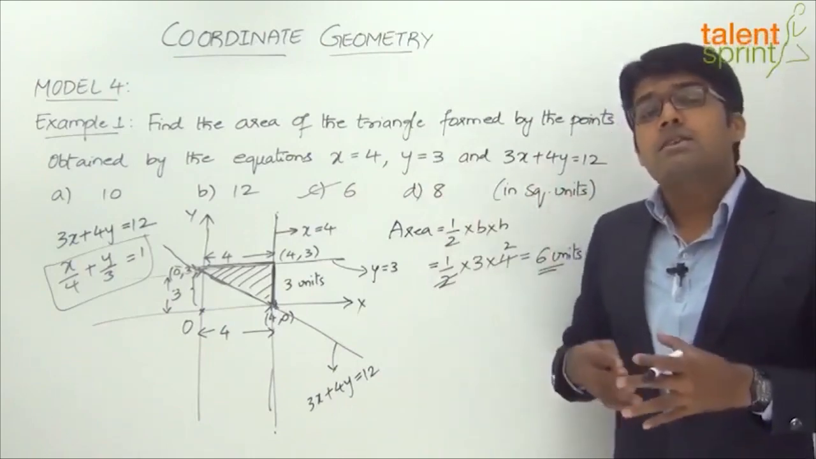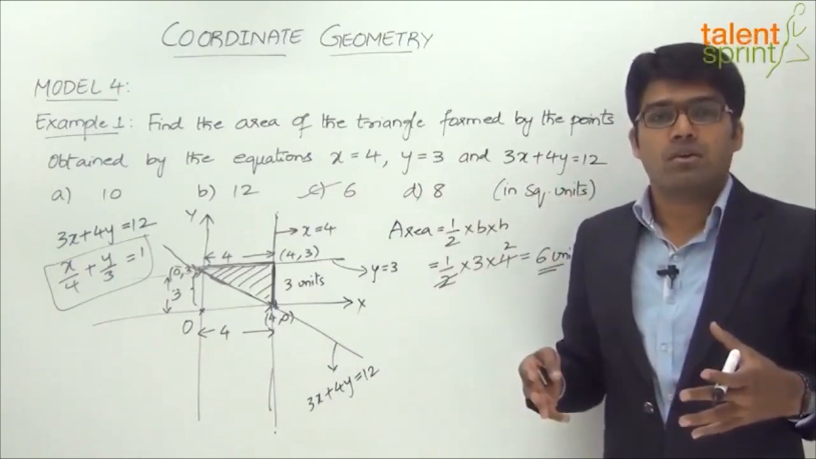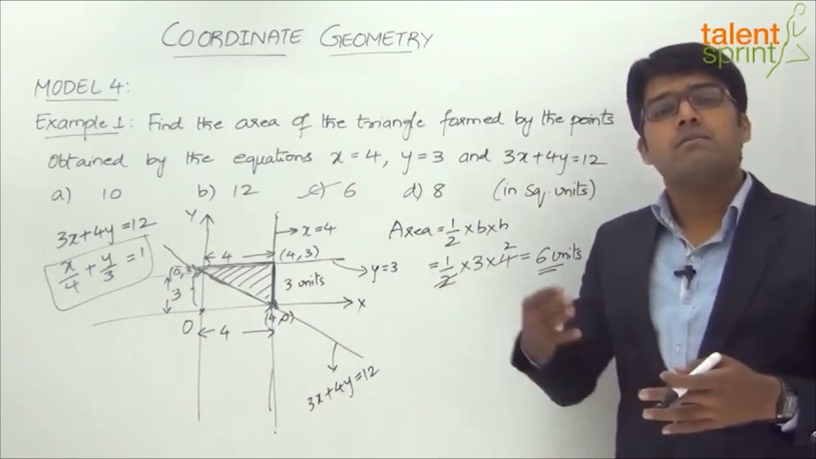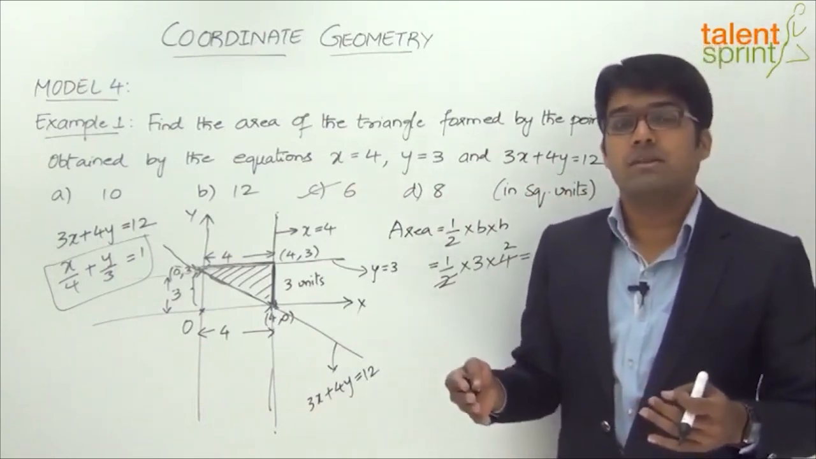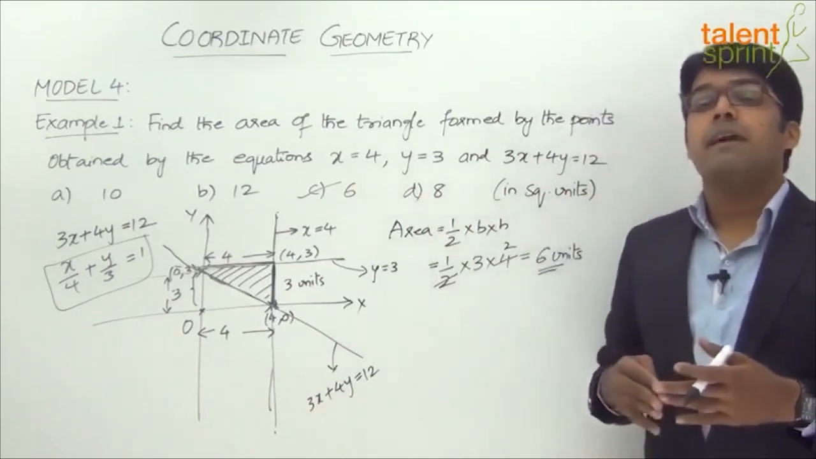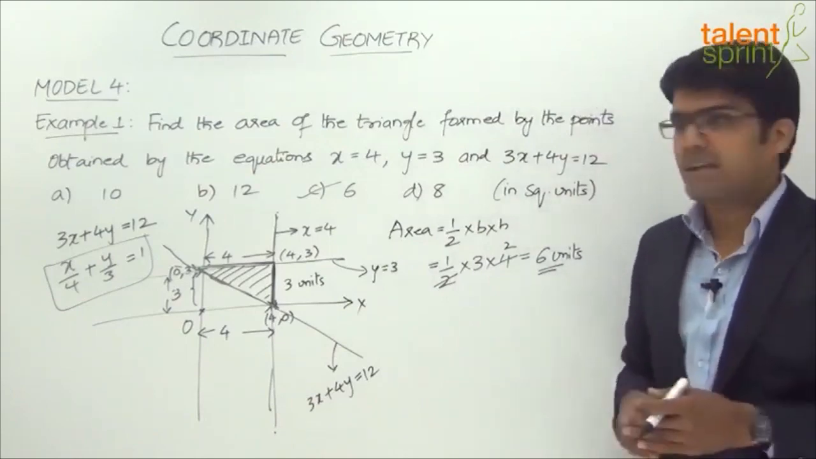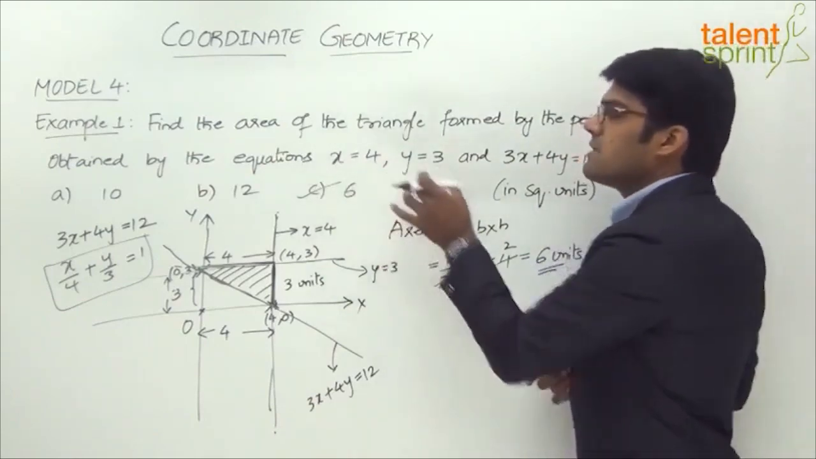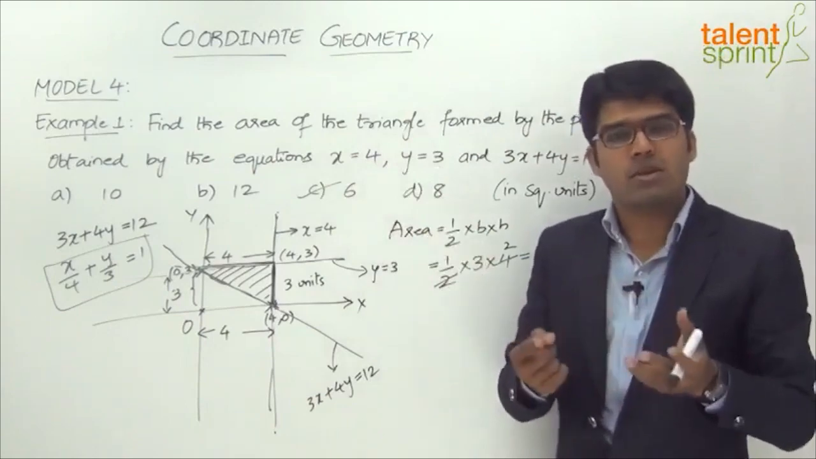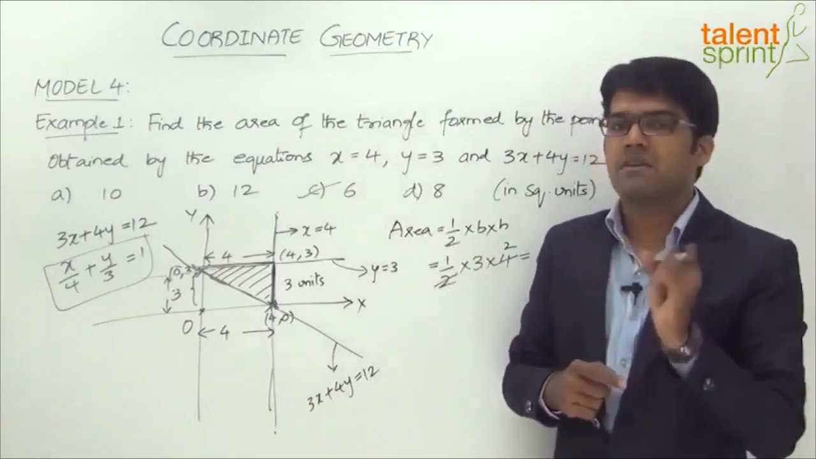If the equations are not so easy to draw, and all three equations are in the form ax plus by plus c equals 0, then how do we get the answer? Then we'll have to find the points of intersection. For example, solve equation 1 and equation 2. By solving, we'll get the values of x and y. That is one of the vertices.